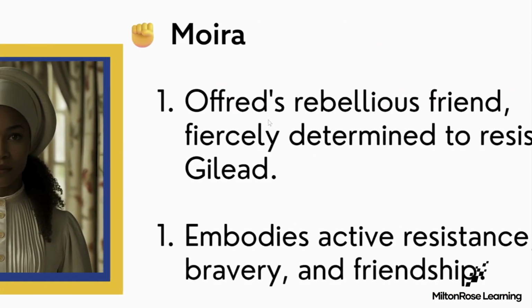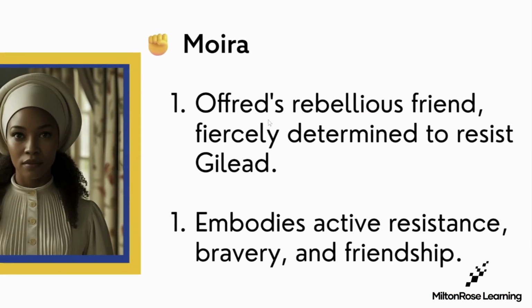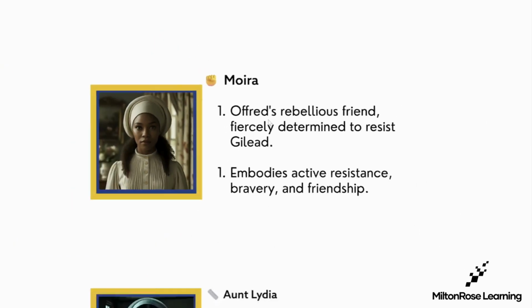Then we have Moira. Moira is Offred's rebellious friend, fiercely determined to resist Gilead. Okay, so therefore she embodies active physical resistance, bravery, and the bonds of friendship, which are crucial in this book. That tends to get forgotten in the book, the bonds of friendship, because it's quite a subtle theme, but do try and remain alive to that, because in some ways the friendship is the only way in which Offred can cope in this Gileadian society.